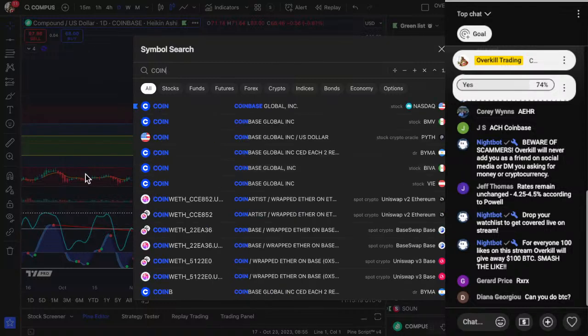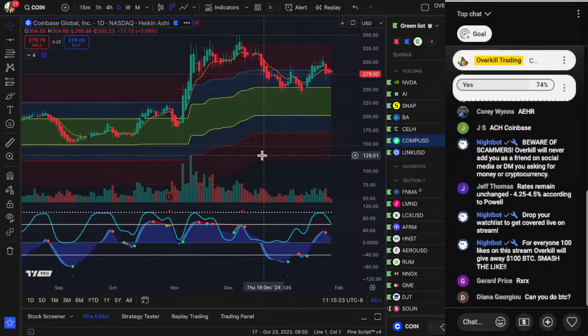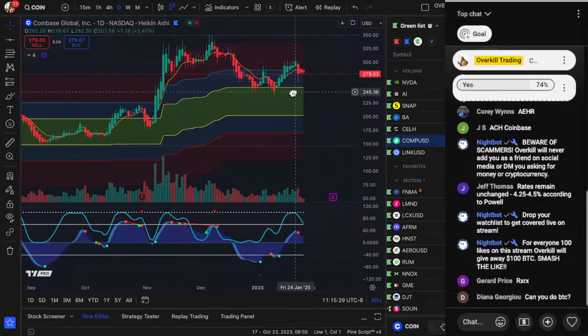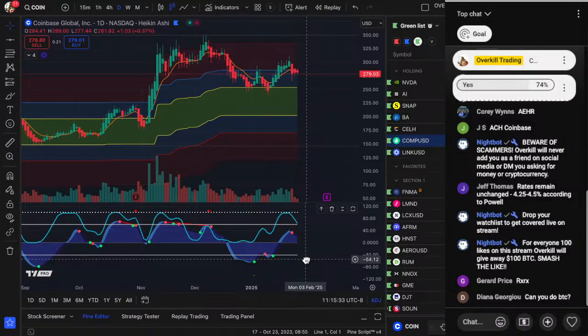Coin, again, I really like this name. I think they benefit tremendously from being one of the, well, I think they are one of the top exchanges, at least publicly traded exchanges on the stock market. So I think they will benefit tremendously from crypto in the future, and I would be looking to buy this one on the next daily dot.